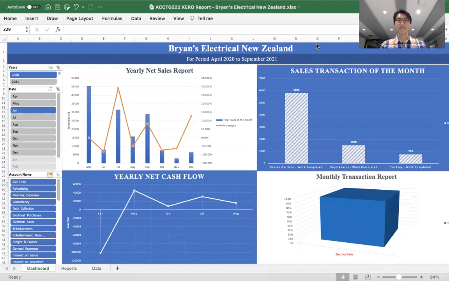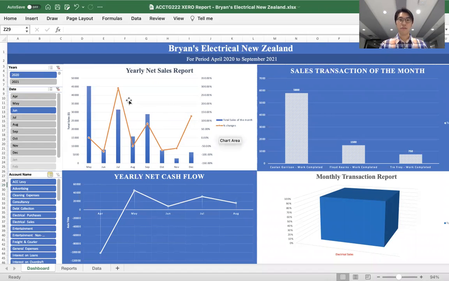Today, I will be presenting you the sales performance for the period of April 2020 to September 2021. And also, I will demonstrate how to use this dashboard plus an example analysis. So let's get started. This dashboard consists of 3 slicers and 4 charts.